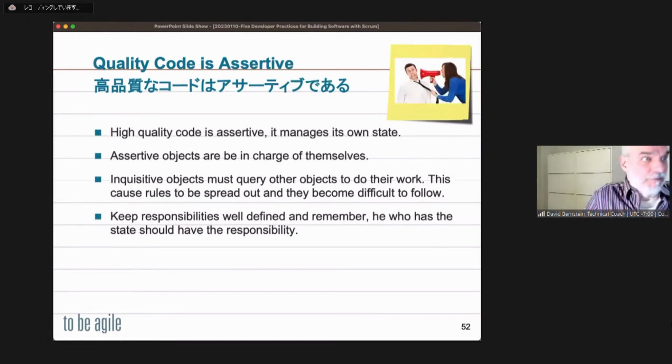Quality code is also assertive. This is a code quality I don't see many people talking about, but I think it's very valuable. Assertive objects are in charge of themselves. This is opposed to being inquisitive. An inquisitive object is an object that, in order to do its work, has to access other objects to get access to its state. Maybe the behavior should be in those other objects if it's constantly calling the other object. So assertiveness just says that the behavior and the state the behavior acts on should be in the same class.